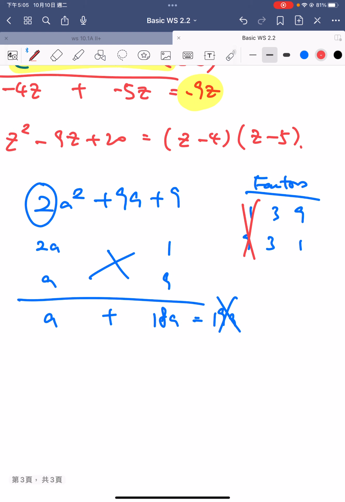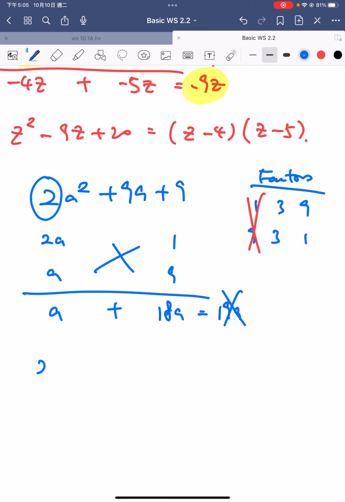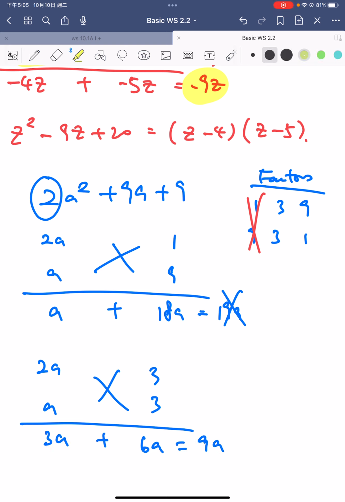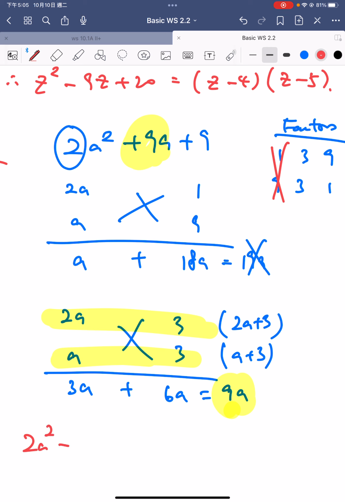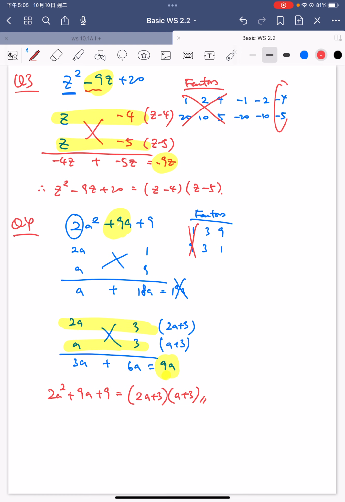So let's try the second one. For the second one, what we have is 2a and a, crossed with 3 and 3. 2a times 3 will give you 6a. 3 times a gives you 3a. Then you add them together, and it gives you 9a. So bing bong, 9a is the same as the middle term. So 2a plus 3 is the first factor, and a plus 3 is the second factor. So 2a squared plus 9a plus 9 is equal to 2a plus 3 times a plus 3. So that's question 4.